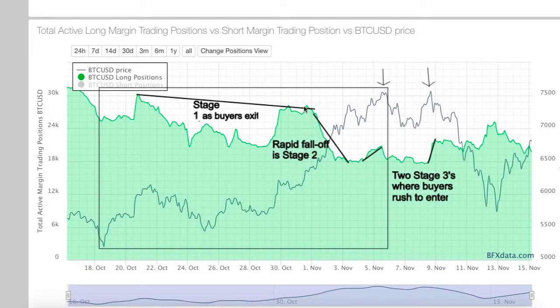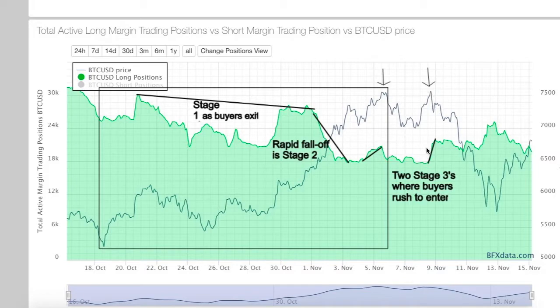And in this rapid exit, we go from about, what is that, around 27K to around 18K. So about 10,000 Bitcoin held in long positions are just dumped right here. And then we have a stage three. So stage three is when many buyers rush to buy into the market after they sell. We have two stage threes right here, one right here. You can see the market's going up. Buyers rush to buy that point. You can see that here, where we have a very violent, rapid increase in buyers right here at this market top.